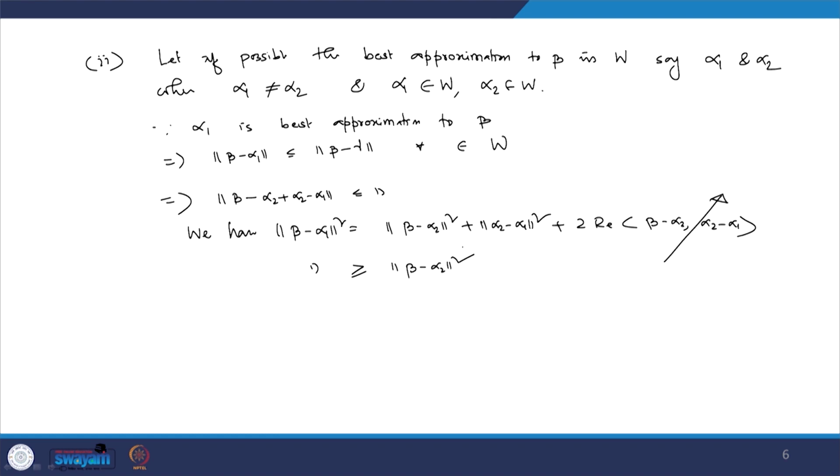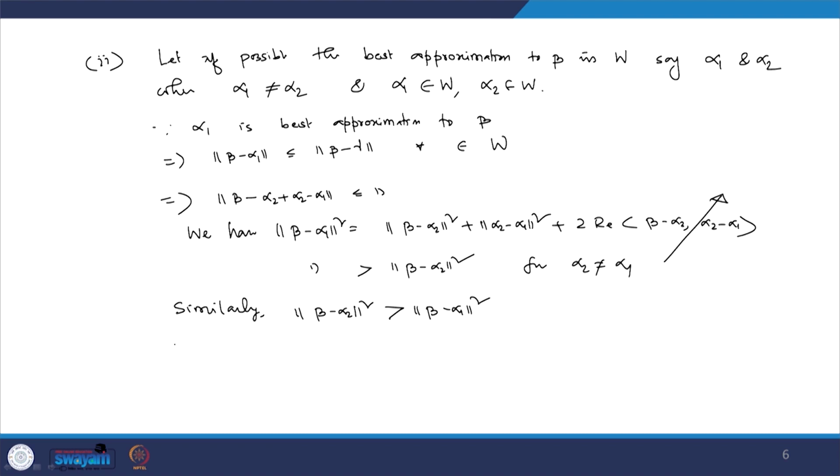Okay. And if alpha 2 is not equal to alpha 1, then in fact I will say that it is strictly greater than this quantity, please, for alpha 2 not equal to alpha 1. Similarly, we can show that norm of beta minus alpha 2 whole square is strictly greater than norm of beta minus alpha 1 whole square. It is the same concept, please. So, these two will contradict.